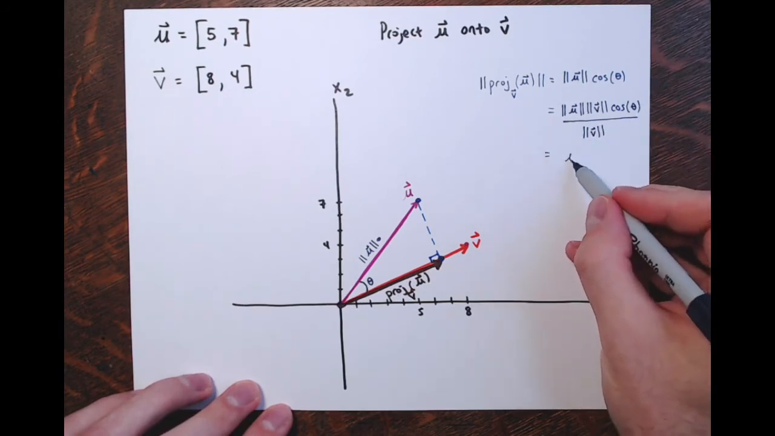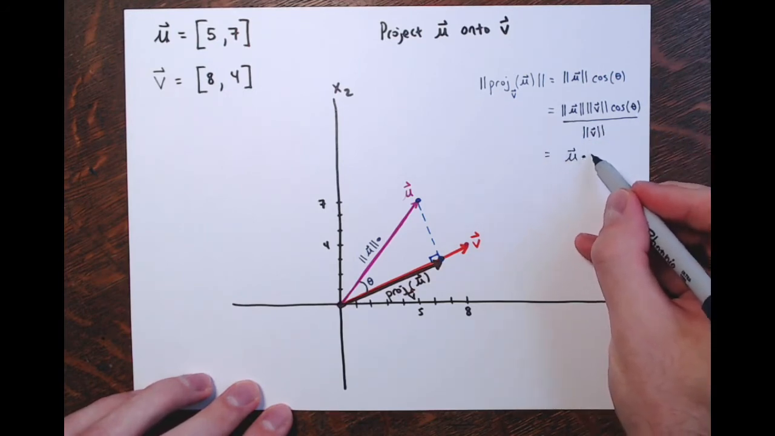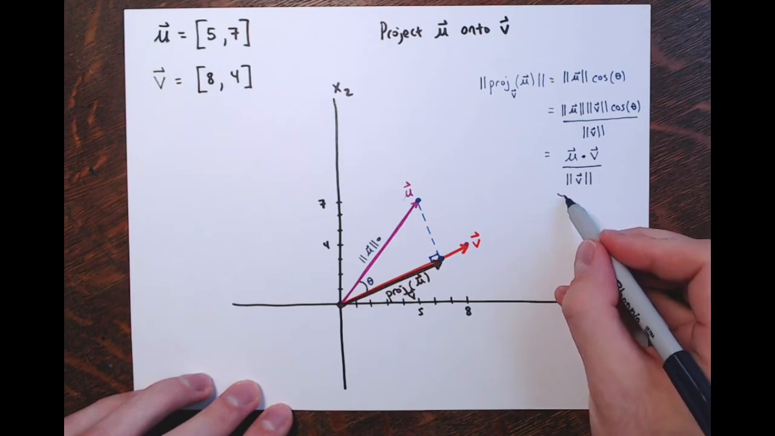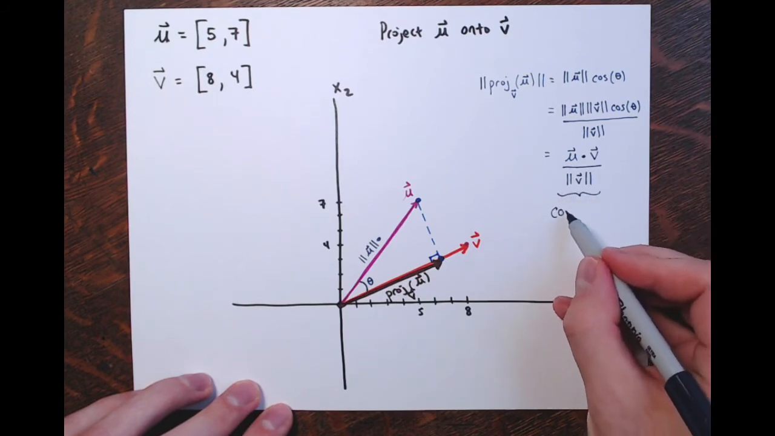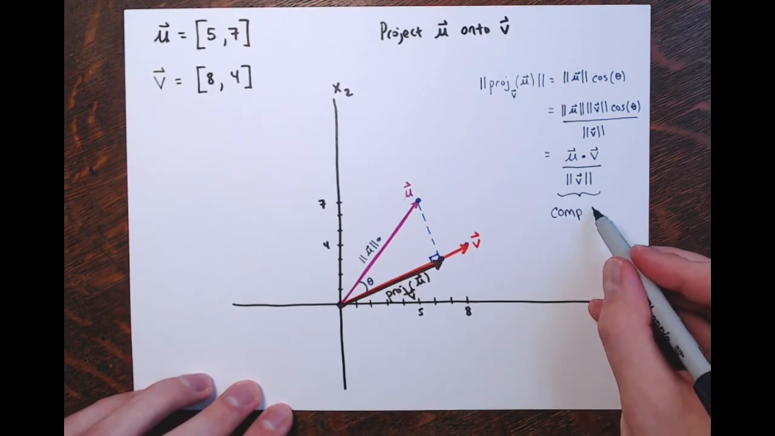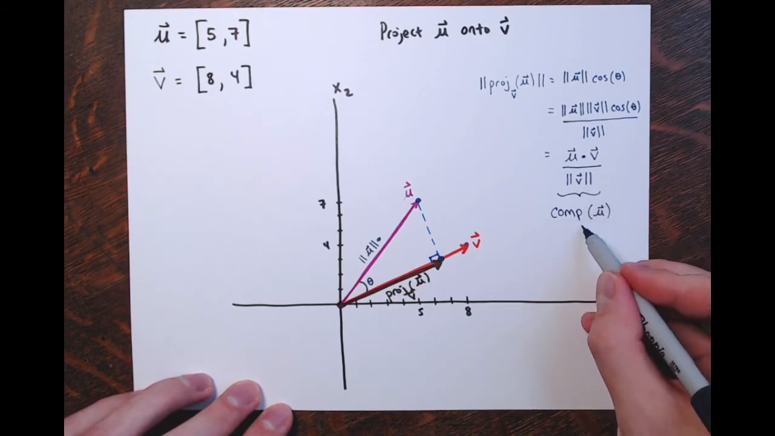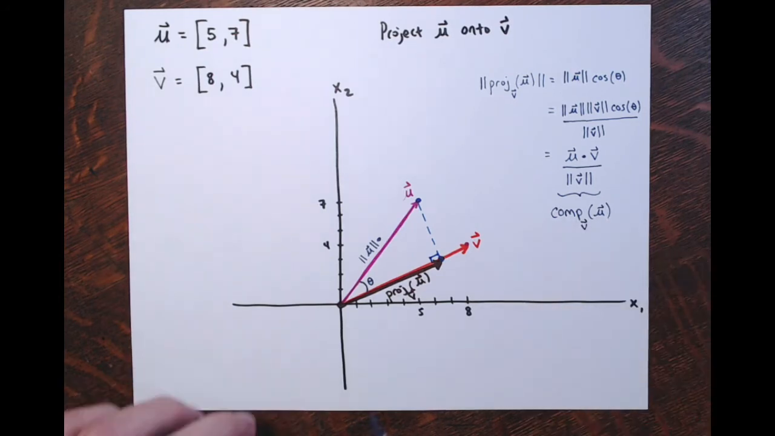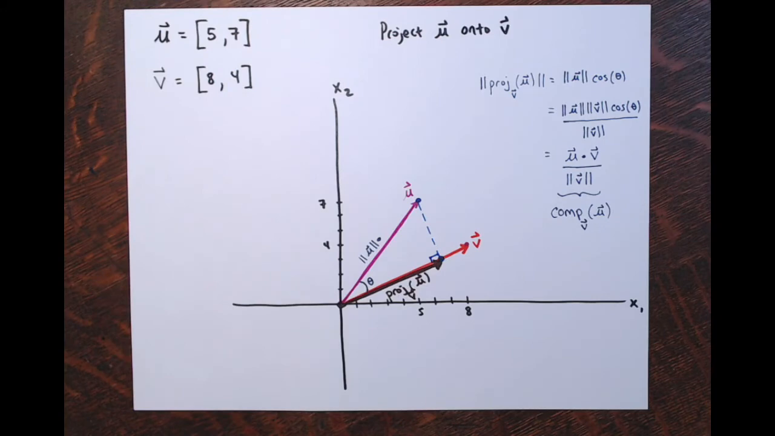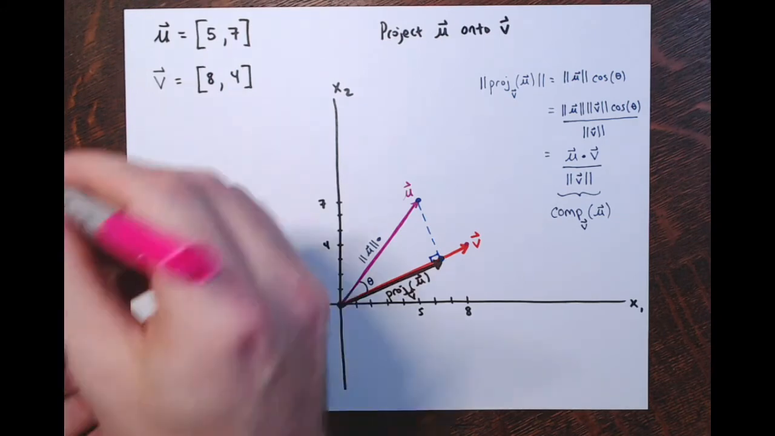This is u dot v in the numerator divided by the norm of v. And again, this is called the scalar projection, or component of u onto vector v, or the component of the projection of u onto v. That's what this little formula is, right? So let's find that. Let's find the scalar projection. I'll do that off to the side here.